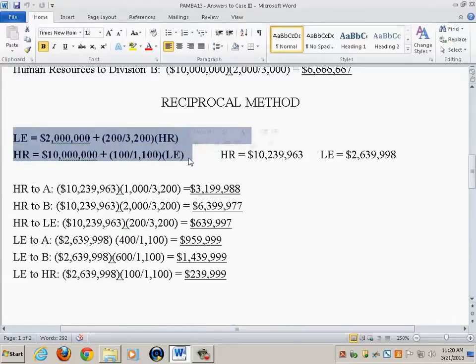So now we have set up both equations to reflect the simultaneity of the allocations between LE and HR, the exchange of services between LE and HR. So what we have here, we want to solve for the variables, the unknowns, and we have here two linear simultaneous equations with two unknowns, and that's easily solvable. All you have to do is refresh your memory of middle school algebra, and you can solve it in several ways.